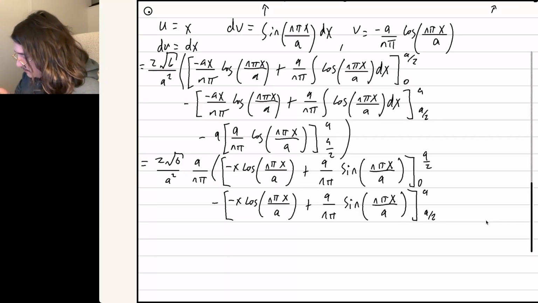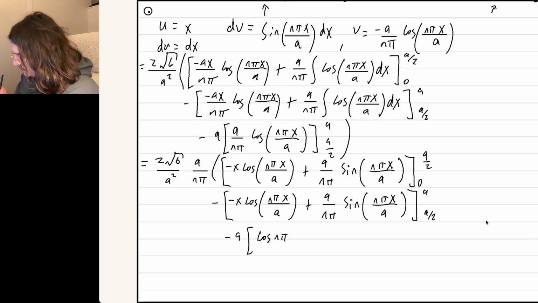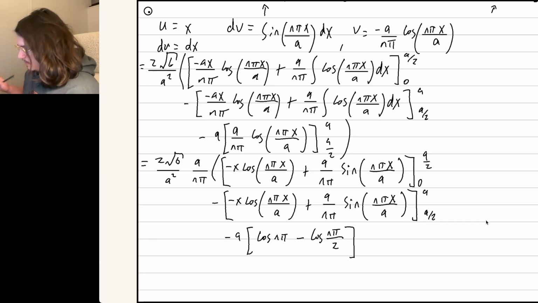And then we'll go ahead and plug in the bounds on the last one. We factored out an a over n pi. So that's going to be cosine of n pi, which is that, and then a minus cosine n pi over 2. Very cool. Alright.